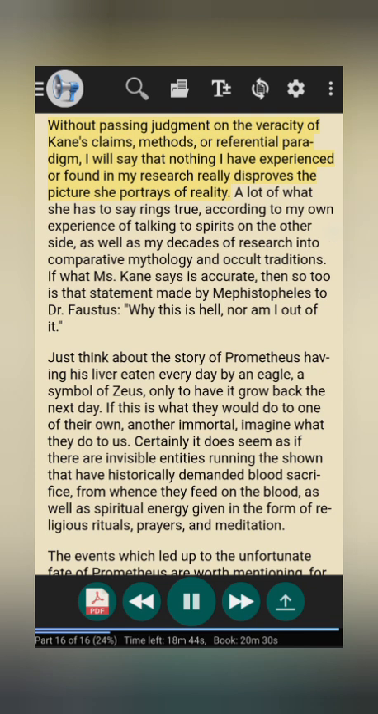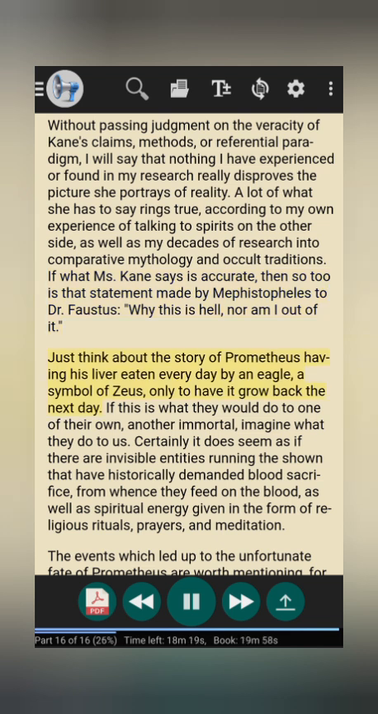Without passing judgment on the veracity of Kane's claims, methods, or referential paradigm, I will say that nothing I have experienced or found in my research really disproves the picture she portrays of reality. A lot of what she has to say rings true, according to my own experience of talking to spirits on the other side, as well as my decades of research into comparative mythology and occult traditions. If what Ms. Kane says is accurate, then so too is that statement made by Mephistopheles to Dr. Faustus, "Why, this is hell, nor am I out of it."